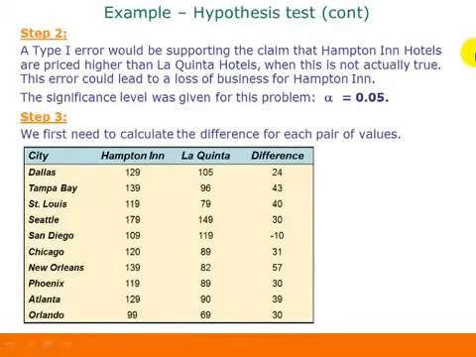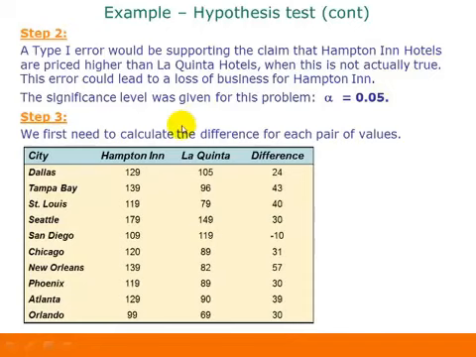that Hampton Inn Hotels are priced higher than La Quinta Hotels when this is not actually true. This error could potentially lead to a loss of business for Hampton Inn. The significance level was given for this problem already, and that was alpha equals 0.05.